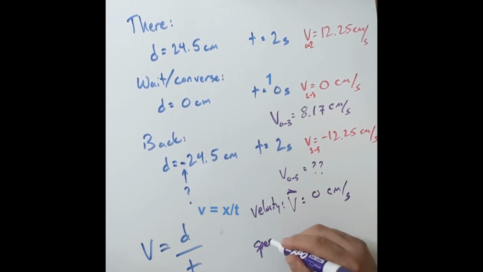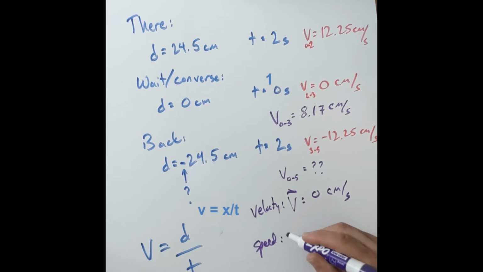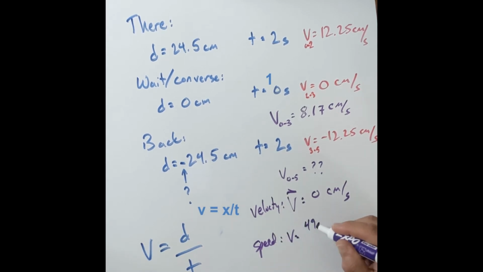His total speed, however, is the total distance of 49 centimeters divided by the total time of 5 seconds, or 9.8 centimeters per second. So there you go. Both quantities are calculated by dividing d over t. V equals d over t.